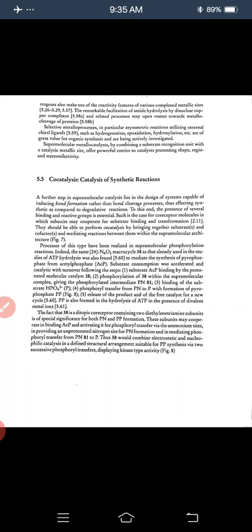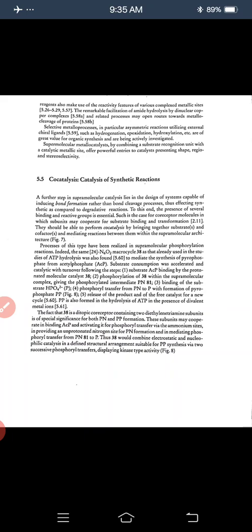Processes of this type have been realized in supramolecular phosphorylation reactions. Indeed, the same 24N6O2 macrocycle 38 as that already used in studies of ATP hydrolysis was found to mediate synthesis of polyphosphate from acetyl phosphate, ACP. Substrate consumption was accelerated and catalytic, with multiple turnovers, following these steps.